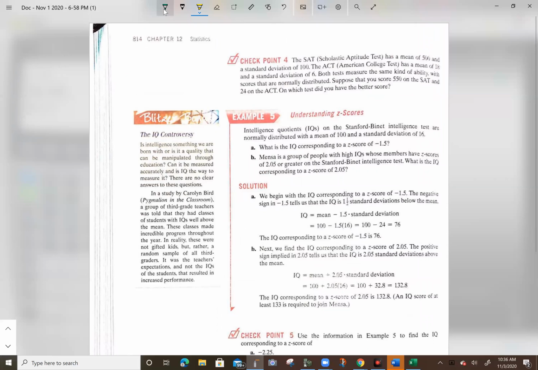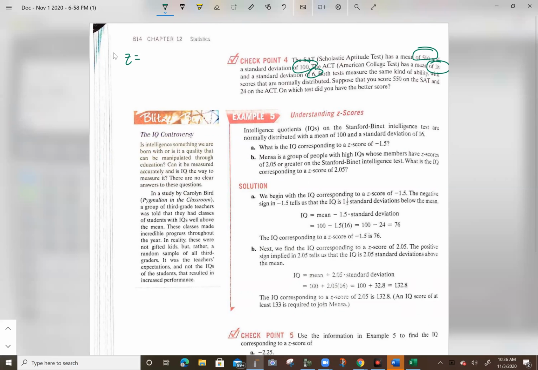All right, checkpoint 4. The Scholastic Aptitude SAT has a mean of 500 and a standard deviation of 100. That's pretty standard. The ACT has a mean of 18 and a standard deviation of 6. Suppose that you score 550 on the SAT and a 24 on the ACT. So we need to find the z-scores.